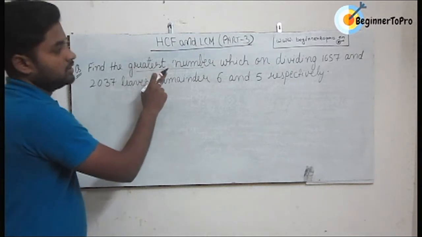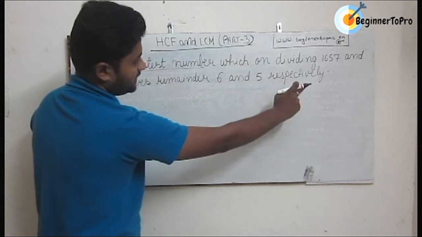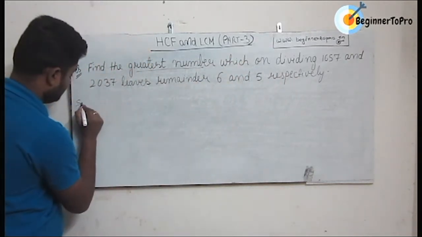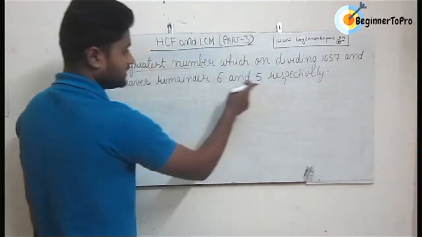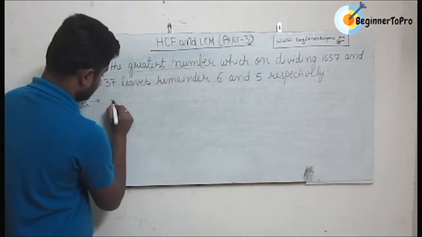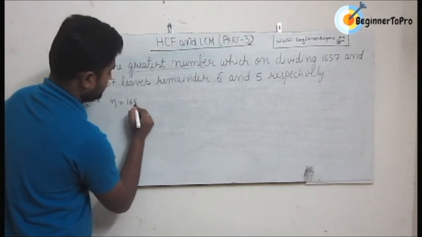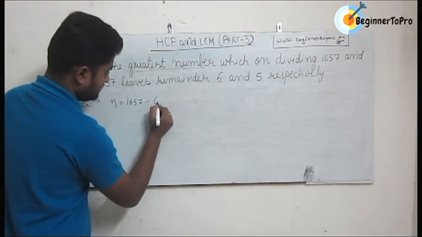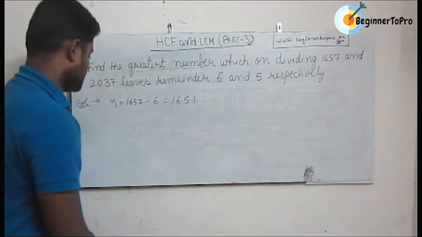Because the question says the greatest number on dividing this and this gives remainder this and this respectively. So, how to solve it? First, we will subtract the number with its corresponding remainder. Let us suppose N1, the first number, 1657 minus its corresponding remainder, which is 6. The result will be 1651.